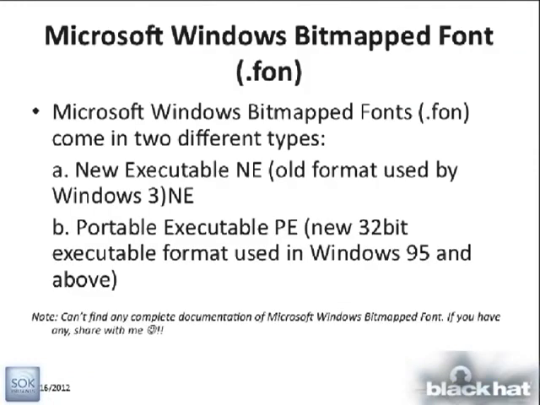So this is the second vulnerability we would like to present, and this is related to the .font file, which is the Microsoft Windows bitmap font. Let's come to some introduction first. The Microsoft font file comes in two different types. First is New Executable, NE, and the second one is Portable Executable, PE.